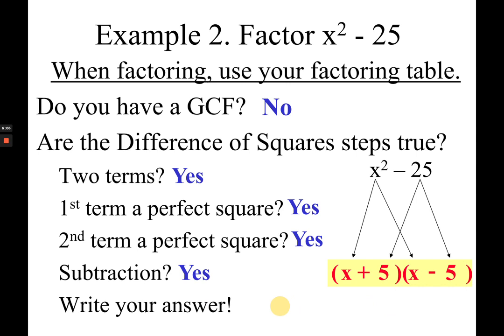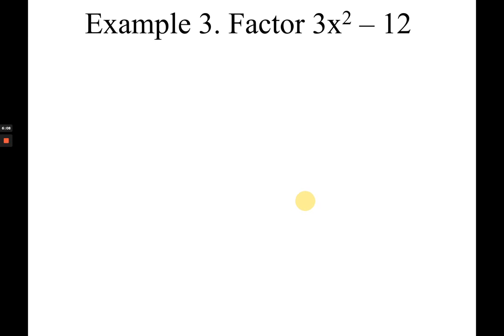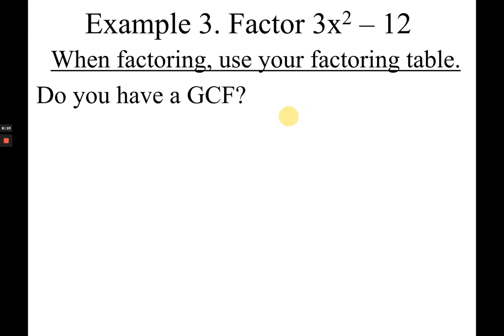Okay, next, this one is not a perfect square, so therefore there must have been a GCF. What's the GCF? It's actually 3.